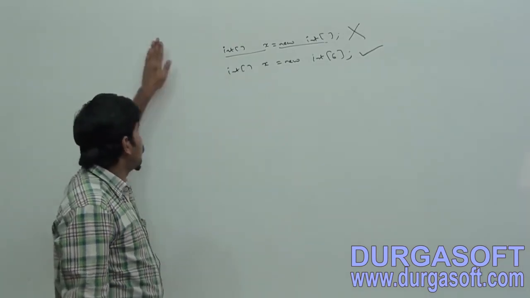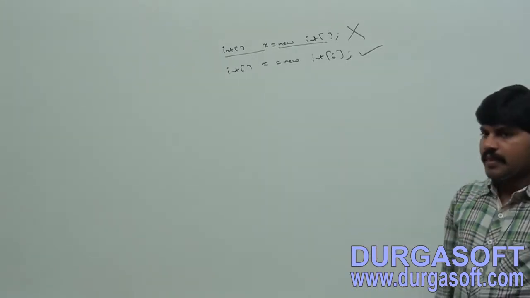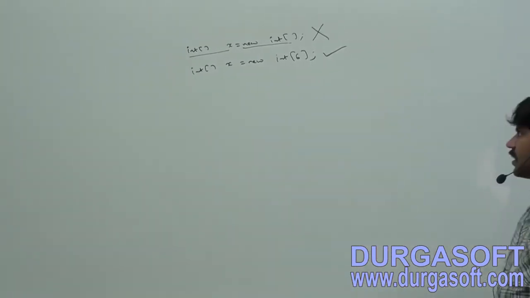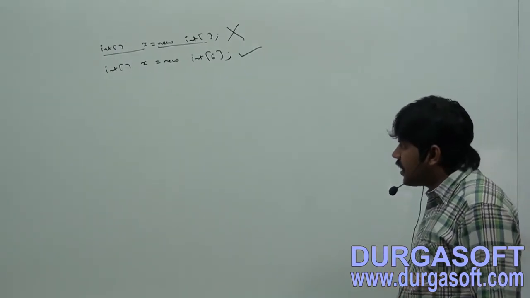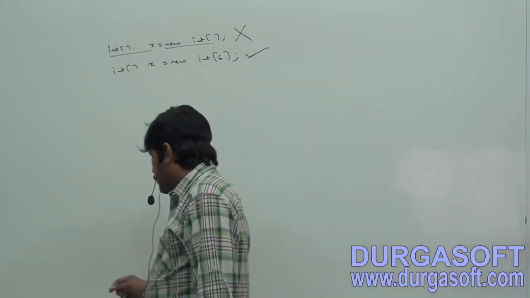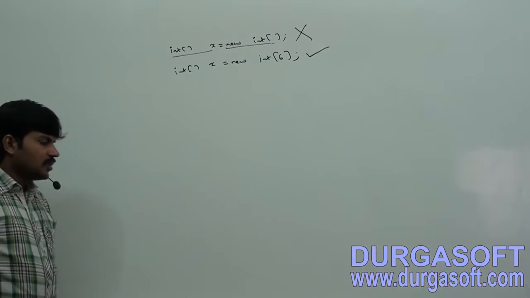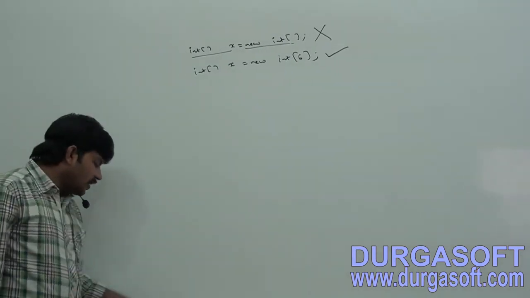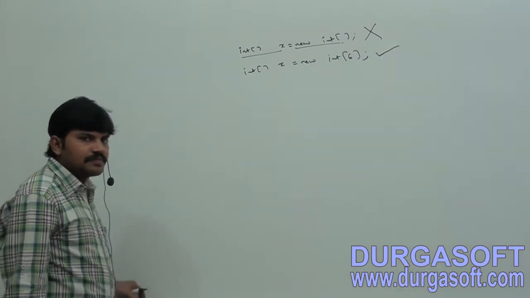Take these examples. int[] x = new int[]; the first one is invalid. int[] x = new int[6]; is valid.